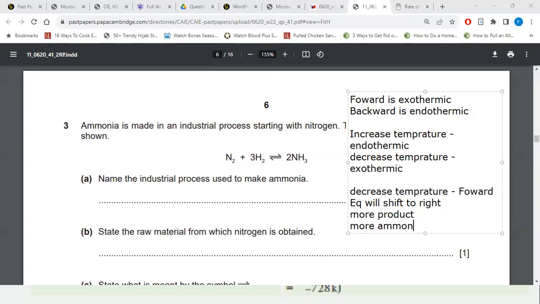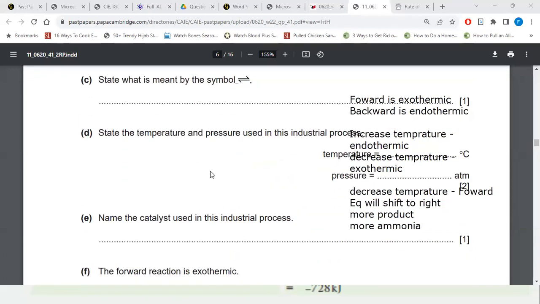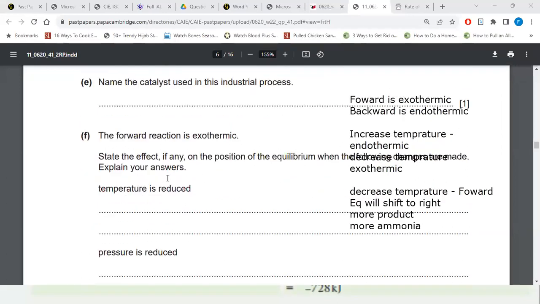Yes, exactly. That's what you're going to say. So that's the answer to part number one. They're saying state the effect, if any, on the position of the equilibrium. They're saying temperature is reduced. So when we decrease the temperature, the reaction will shift to the exothermic side. That's exactly what you would say. You can use this entire thing to write down your answer. The reaction will shift to the exothermic side, so equilibrium will shift to the right. Hence, there will be more ammonia produced. Making sense?